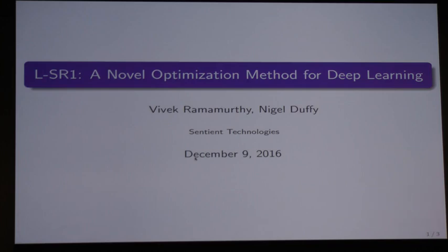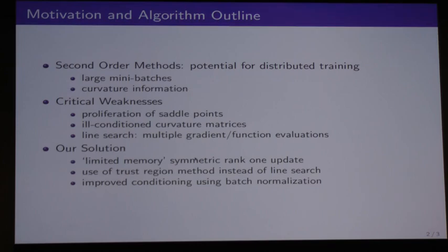Hi everyone, I'm Murthy. I'm going to talk to you today about LSR1, a second order optimization method for deep learning that I developed with my colleague Nigel Duffy at Sentient Technologies. The primary motivation for this new approach was to have the ability to use as large mini-batch sizes as possible during neural network training, because we wanted to make as few parameter updates as possible due to certain bandwidth constraints.